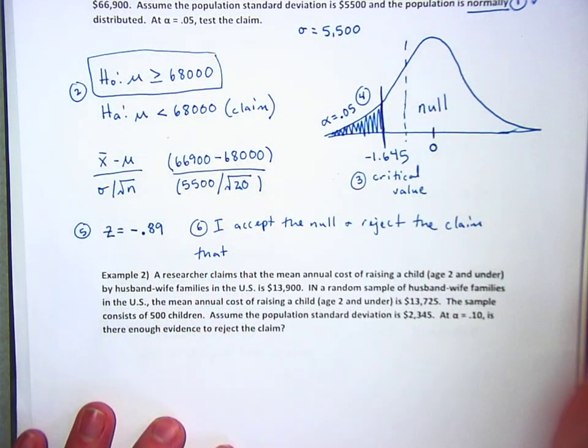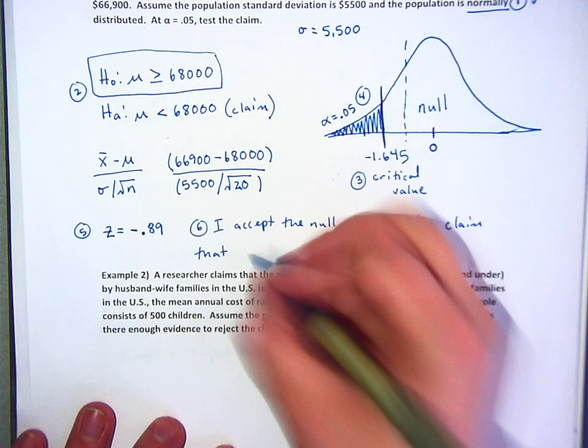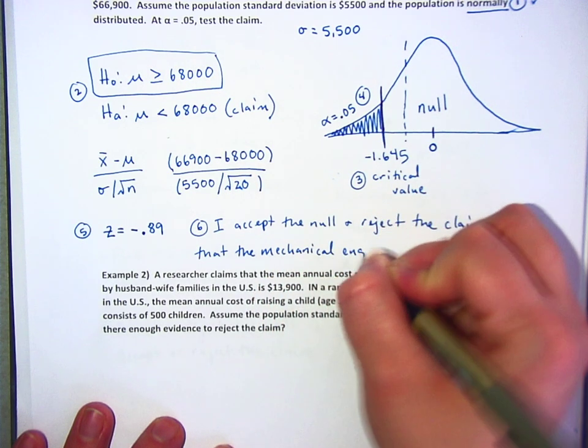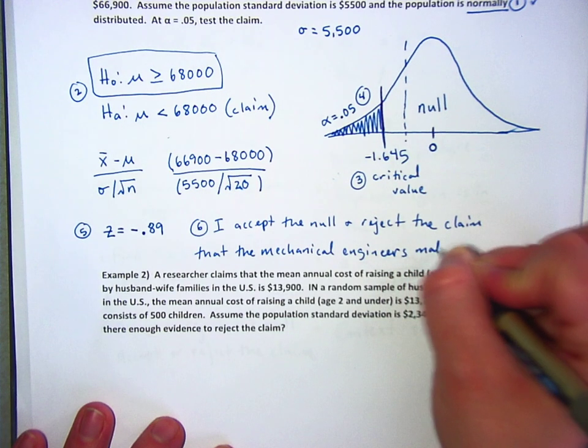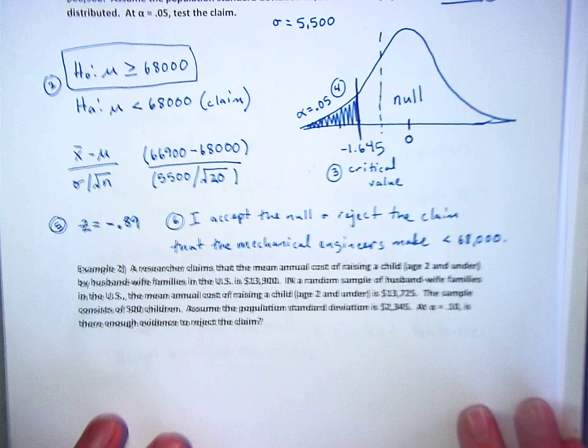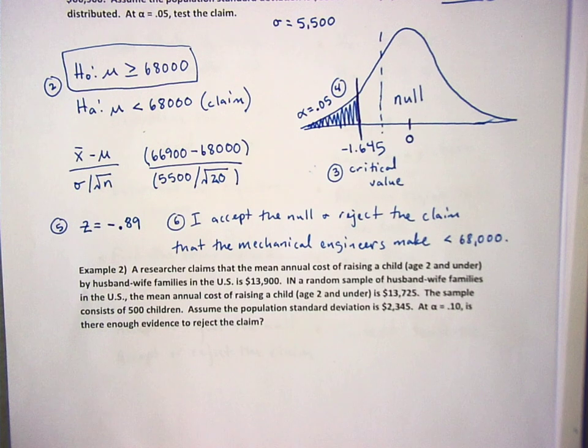that the mechanical engineers make less than $68,000. But the problem here is that they did make less than $68,000. So why did it fail? The average was 66,900.